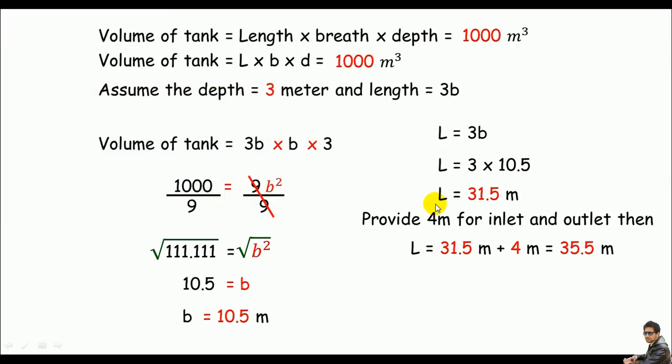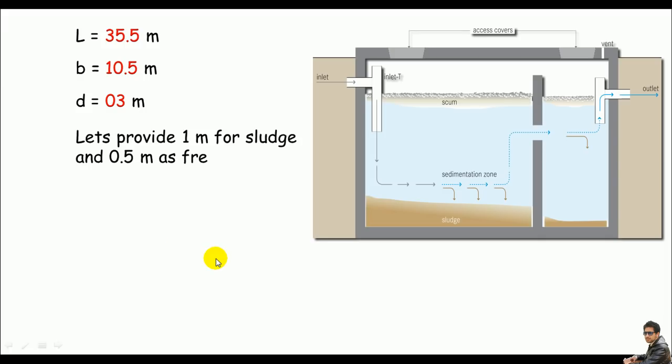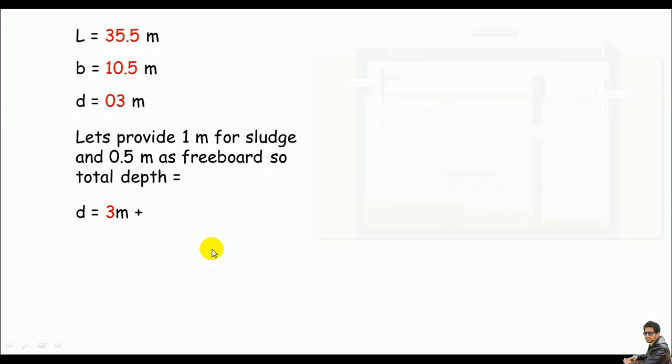In the result, we got the length equals 35.5 meter, the breadth equals 10.5 meter, and the depth, which is just the assumption, is 3 meter. But the depth is not enough over here. Let me just provide 1 meter for sludge and 0.5 meter for free board, so the total depth must be just 3 meter plus 1 meter plus 0.5 meter, which is, of course, 4.5 meter.